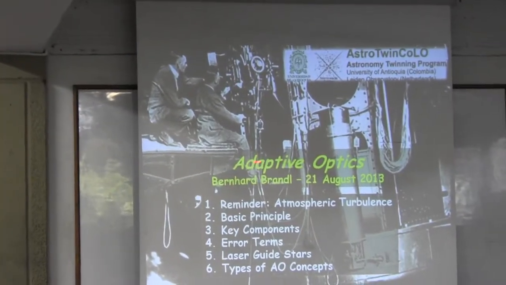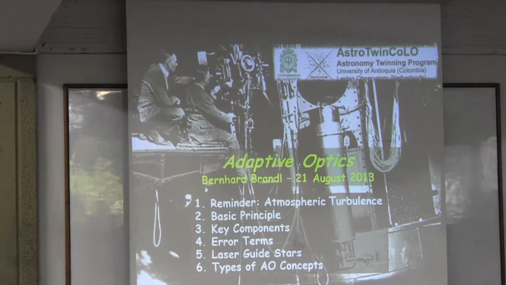Okay, so of course, the technique of adaptive optics is to take out atmospheric turbulence. Let us start with a reminder on atmospheric turbulence, and then I'll explain to you the basic principles of adaptive optics. We'll look at the key components of adaptive optics systems. And then the driest part, maybe, but a very important one, are what's called the error curves, essentially the limitations. Why adaptive optics is not the non plus ultra for solving all problems that you might have in imaging. And then specifically we look into laser guide stars, and then at the end, to round everything off, we look at a handful of different types of AO concepts. All of them you'll find at some telescope somewhere.